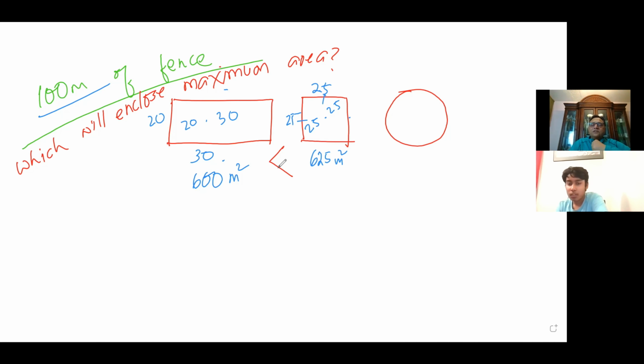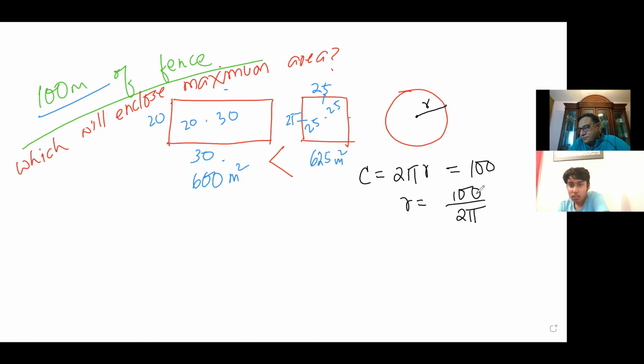Now, let's look into the circle. Can you tell me what is going to be the radius so that we can find the area of the circle? Well, we know that 2 pi r is the circumference, right? And that is equal to 100, correct? So the radius is 100 by 2 pi, correct? So 50 over pi, sir. Very good. 50 over pi.